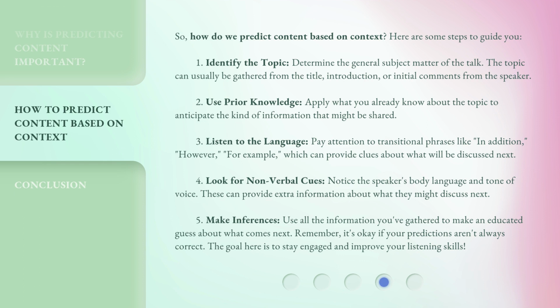3. Listen to the language. Pay attention to transitional phrases like, in addition, however, for example, which can provide clues about what will be discussed next. 4. Look for nonverbal cues. Notice the speaker's body language and tone of voice. These can provide extra information about what they might discuss next. 5. Make inferences. Use all the information you've gathered to make an educated guess about what comes next. Remember, it's okay if your predictions aren't always correct. The goal here is to stay engaged and improve your listening skills.